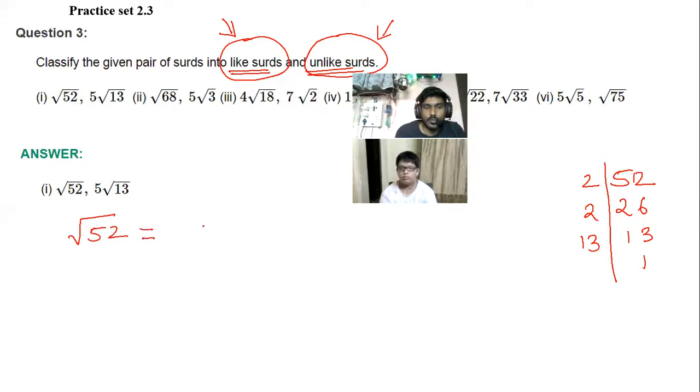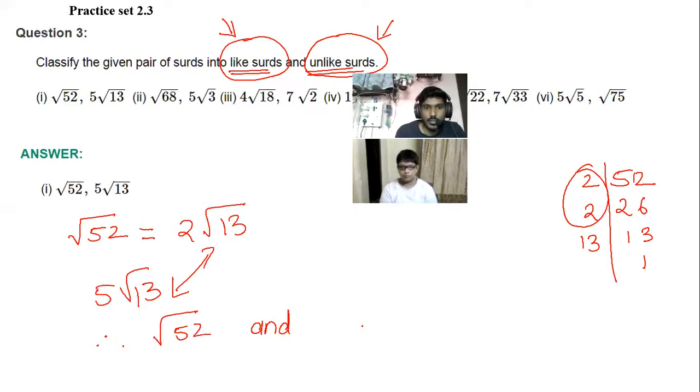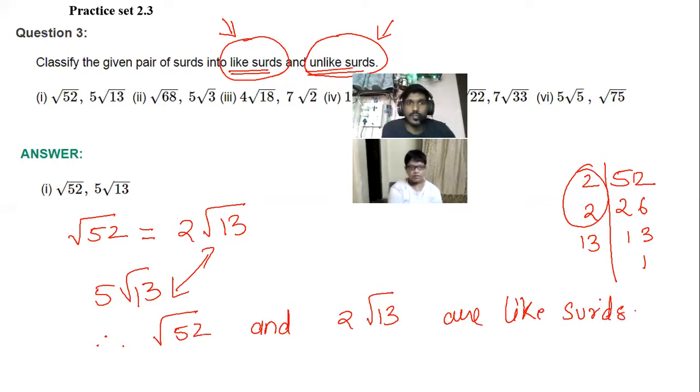So what will be the reduced form of this surd? 2 root 13. Correct. And the second surd is given, 5 root 13. Now look at these two and tell me, are they like or unlike? They are like surds. So therefore root 52 and 5 root 13 are like surds. Is this clear? Yes, sir. I want you to write down this first sum.